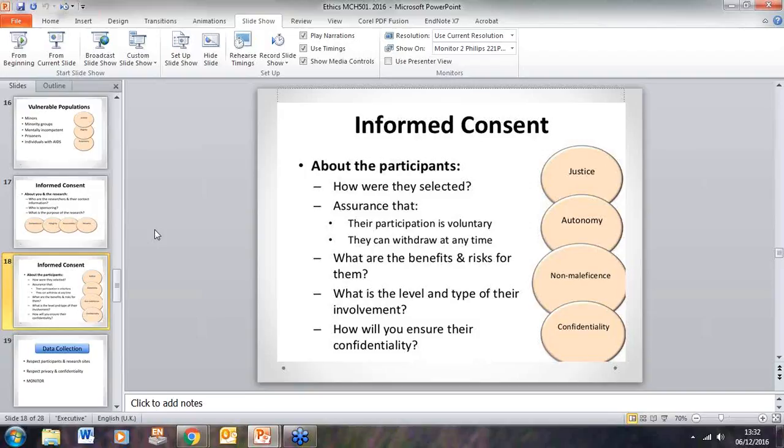Was their participation voluntary? Could they withdraw at any time? What was the benefit or risks to them, and was it adequately explained? What is the level and type of their involvement, and did you ensure their confidentiality? So when you're reading your research studies, these might be some of the questions that you will ask. When you're going to plan your research, these are questions that will challenge you enormously, and we'll spend a lot of time in the next module looking at these ideas of sampling.